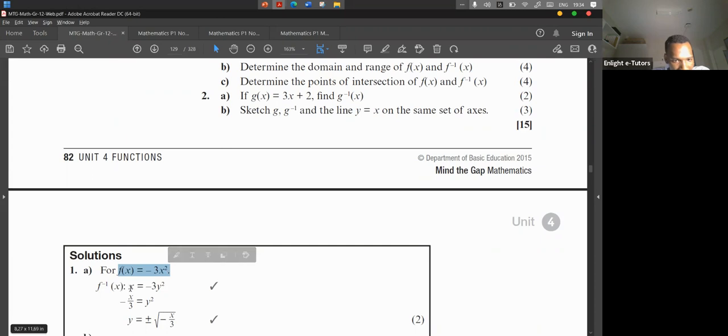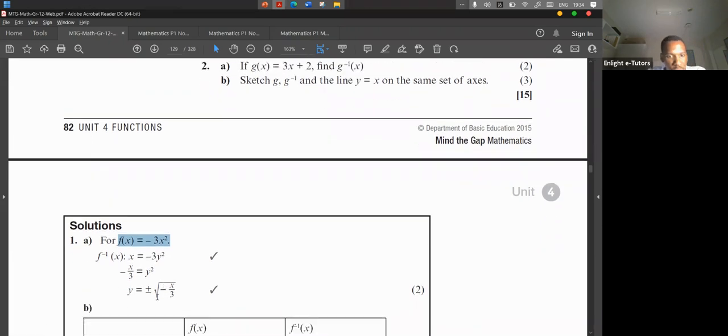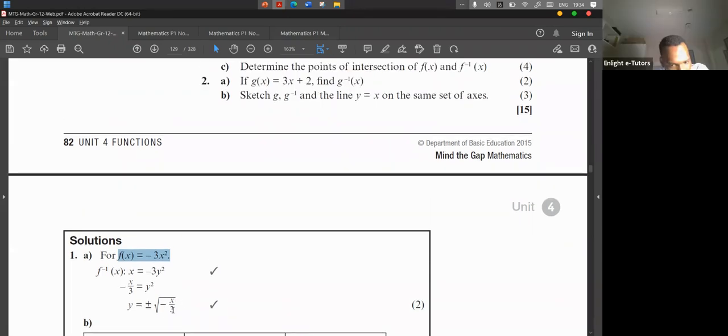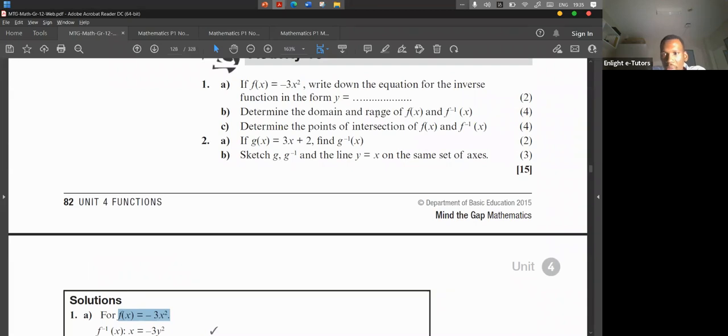So now it's going to be x is equal to negative 3y squared. And then you just solve for y, which means now you take the square root of negative x over 3, to the power half. So it's negative x over 3 to the power half. Exactly. And then they say write down the domain and the range for f(x) and f inverse of x.